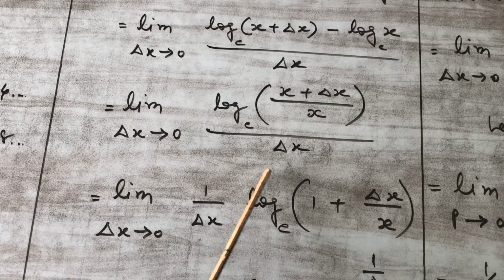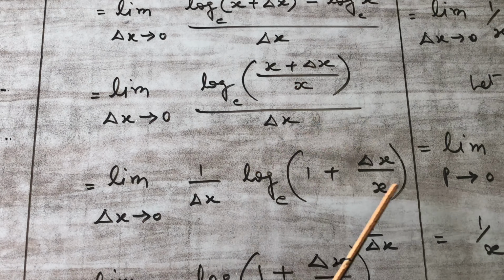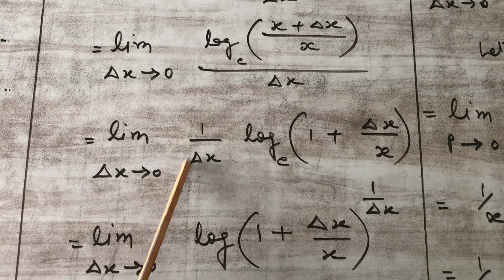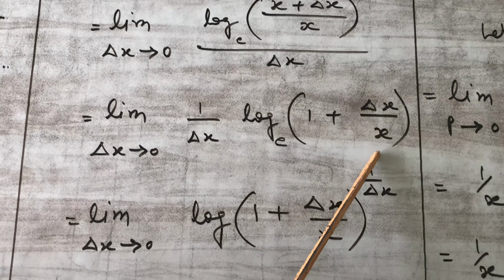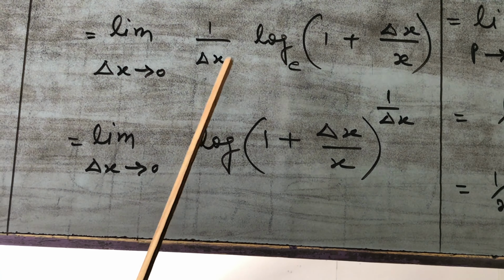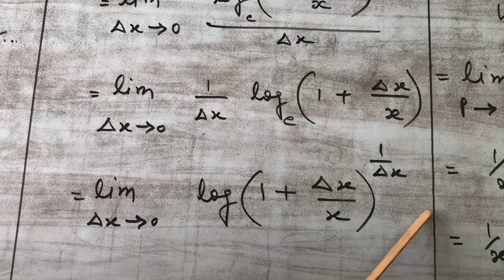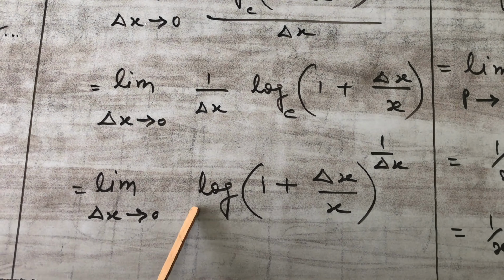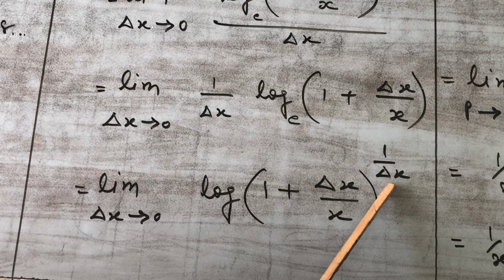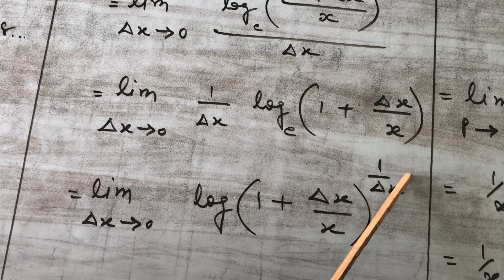So this one is a multiplier, 1 upon delta x, and (x plus delta x) by x is 1 plus delta x by x. So limit delta x tends to 0, 1 upon delta x times log of (1 plus delta x by x) to the base e. This multiplier goes into the power, which is also one of the rules of logarithm. Log of (1 plus delta x by x) raised to 1 upon delta x. Logarithm of this term.